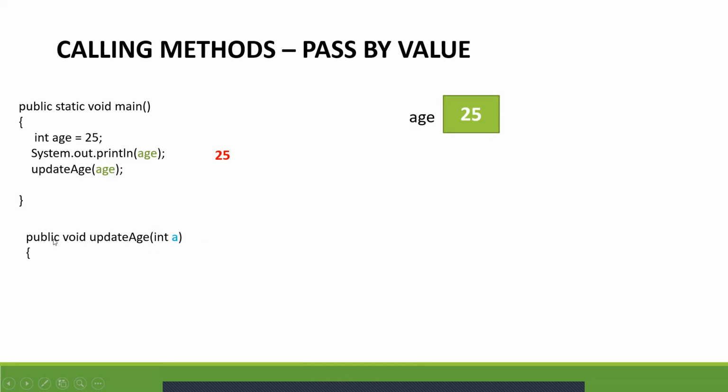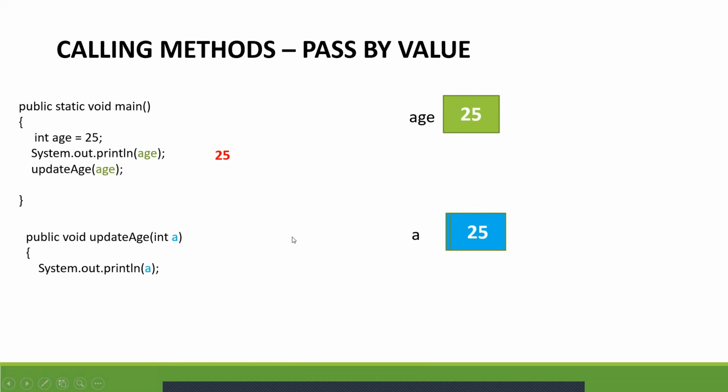The parameter in the method prototype is the formal parameter. Okay. So now what will happen? The value of age will get passed to A. So for A, a separate memory location is created, and the value present in age, which is 25, will be passed or copied over to variable A.